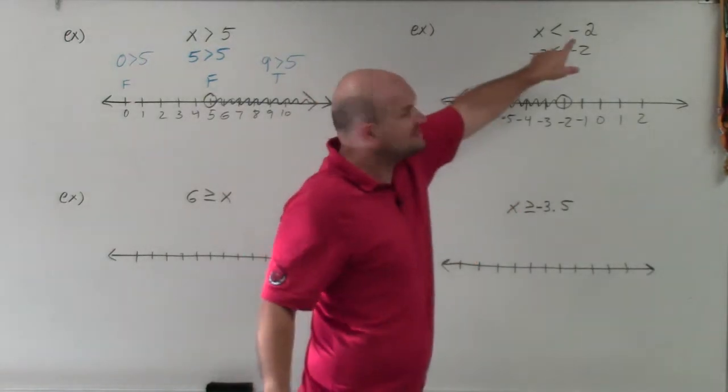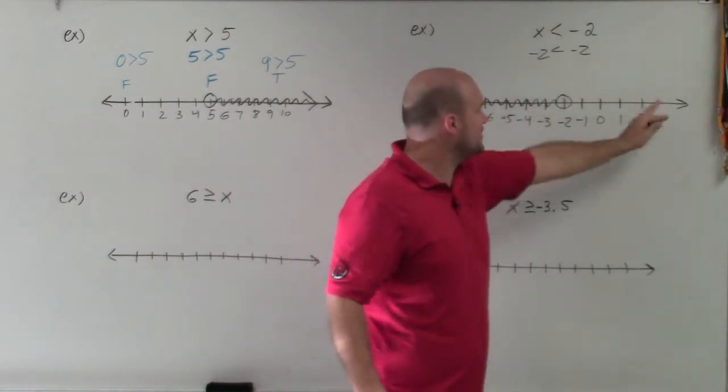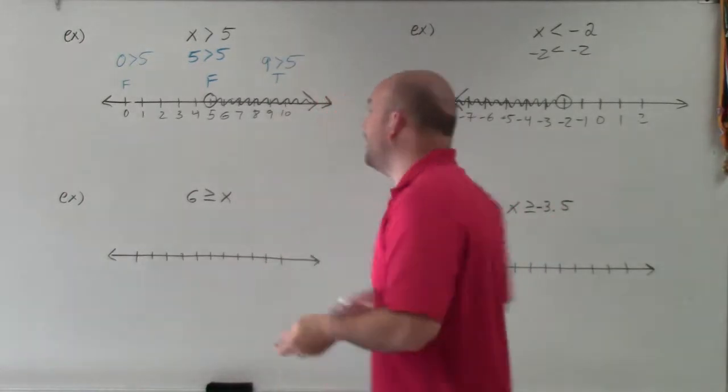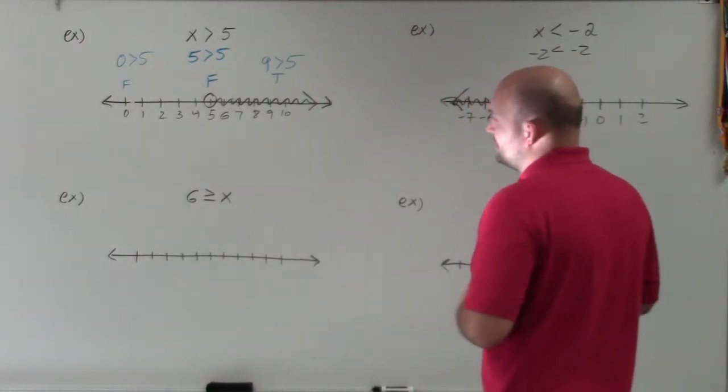Is negative 7 less than negative 2? Yes. Is 2 less than negative 2? No, that's going to be greater than. So these points will all be false. These points will all be true. Good. All right.